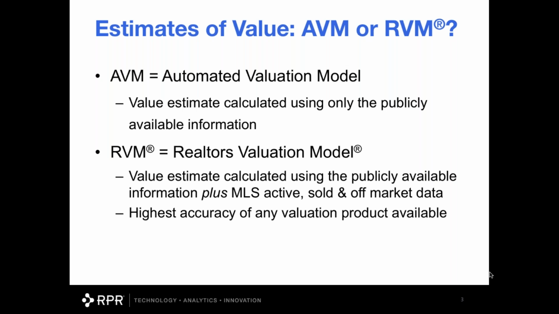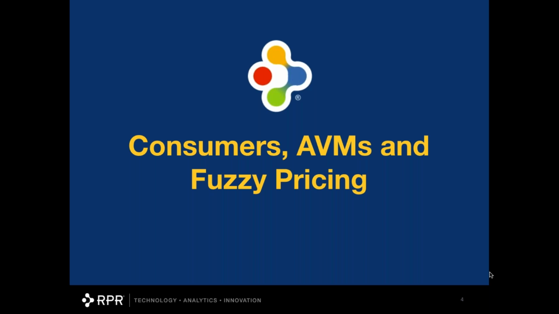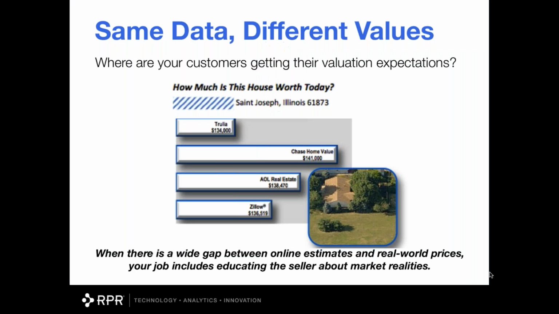And so the problem with AVMs and RVMs, and I'll come back to this, is that there can be what we call fuzzy pricing, or it can be a little bit confusing because, here's an example of how Trulia, Chase, AOL, and Zillow all have different estimates for a property, yet they're using the same data. Now, how does that happen?